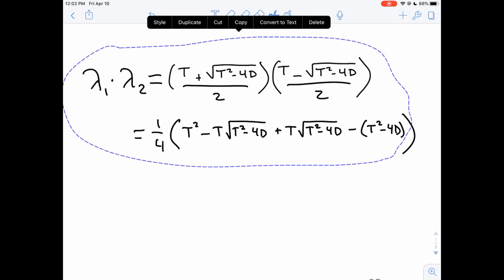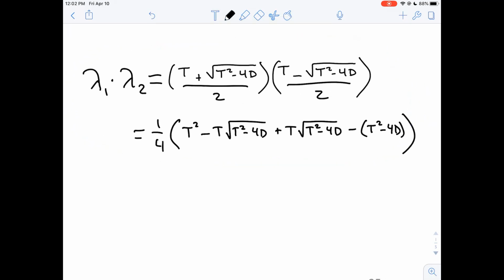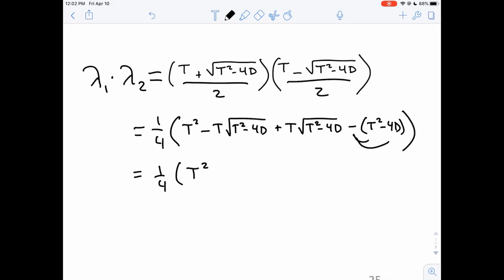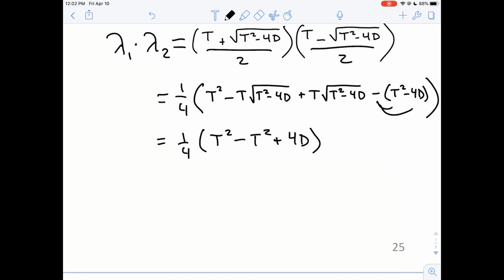All right, let's see. Let me move this over a little bit. Let's see where this takes us. So we have the 1/4 in front. These terms, this term and this term, are the same but opposite signs, so they'll cancel each other. So we just get that t squared in front, and then we're going to distribute this negative across those parentheses. So minus t squared plus 4d. Now the t squares cancel, and we get just 4d, but then we do 1/4 of that, and in the end, we get the determinant.